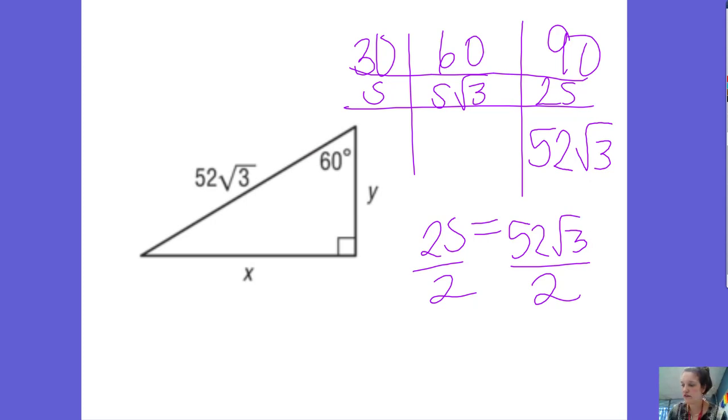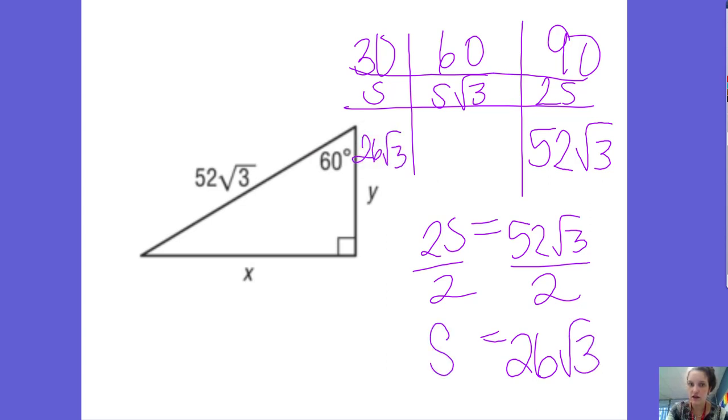52 root 3 divided by 2 is 26 root 3. So S is 26 root 3. That's my side across from my 30-degree angle, so that's Y. Y is 26 root 3.